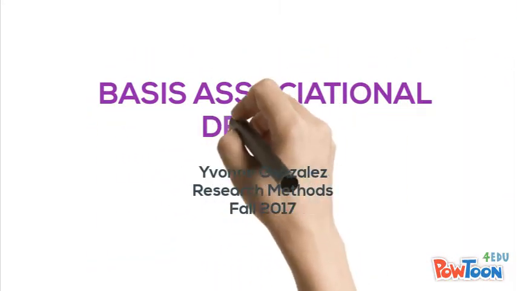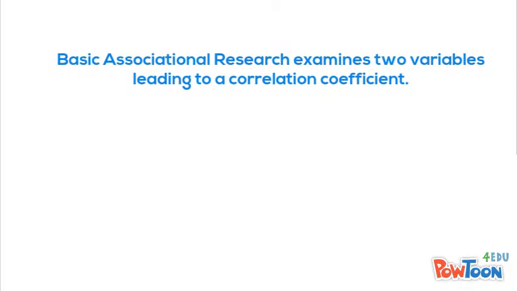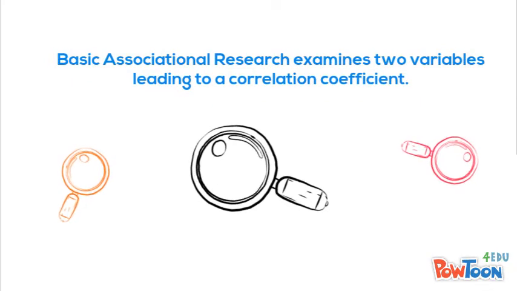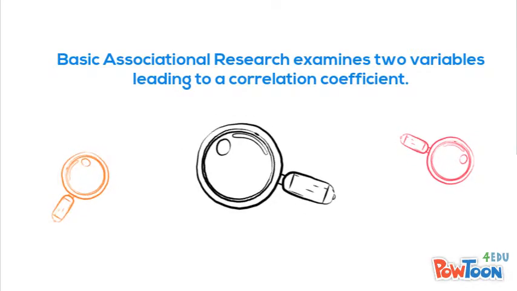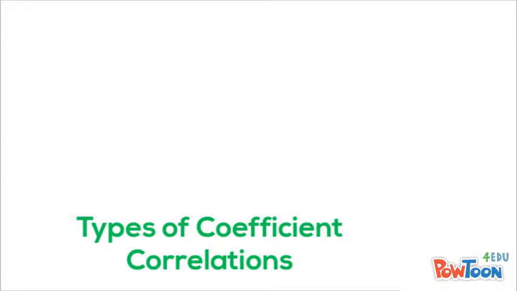Basic associational designs. Basic associational research examines the relationship between two continuous variables, leading to a correlation coefficient. There are three types of correlation coefficients used to describe the relationships between two continuous variables. 1. Pearson's product moment correlation, which is the most commonly used.